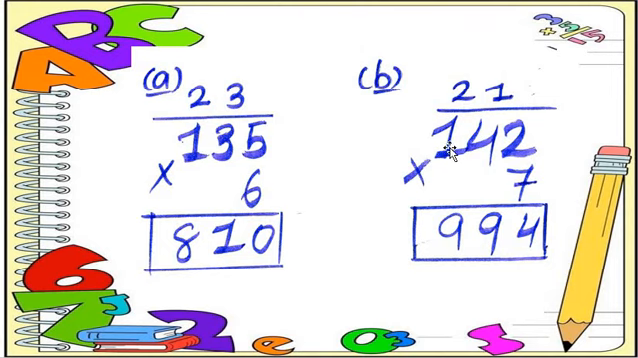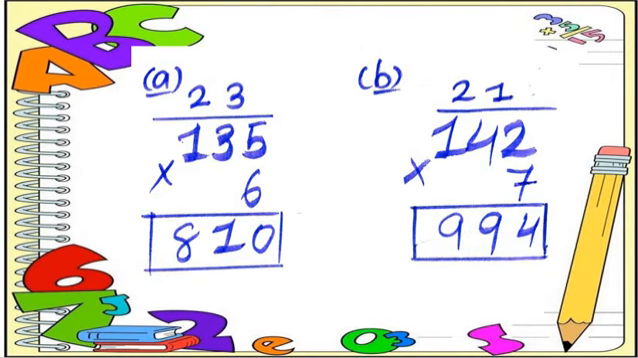Then after that, 7 1s are 7. 7 plus 2 carry means 9. So 142 multiply with 7 is equal to 994. Understood? Again, I am repeating for you. 142 multiply with 7 is equal to 994. Got my point, all students?